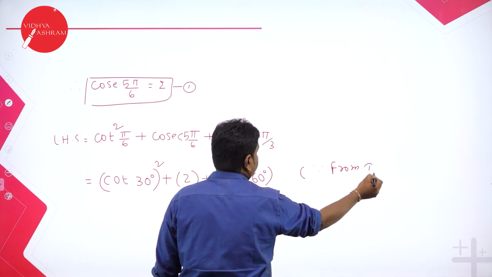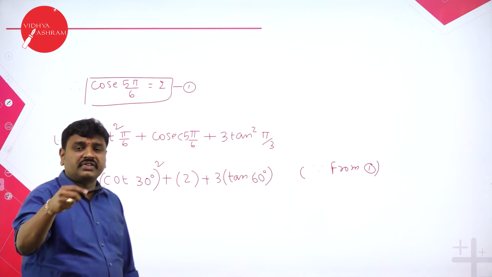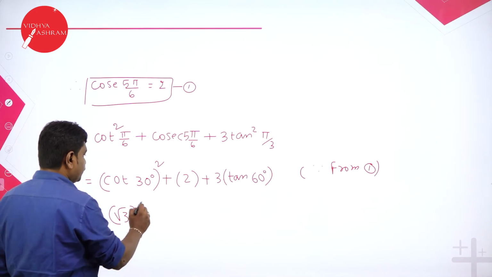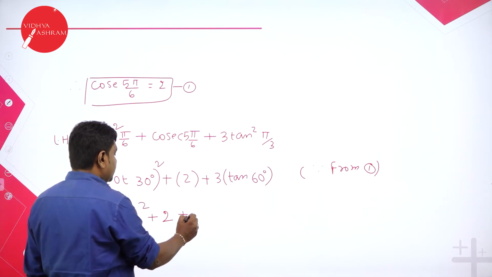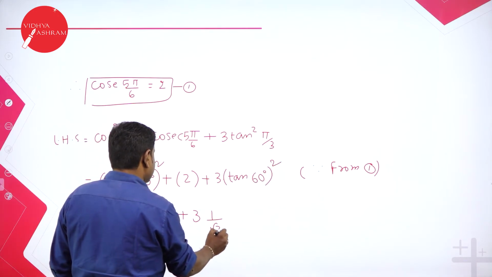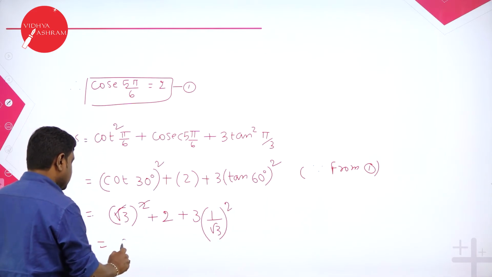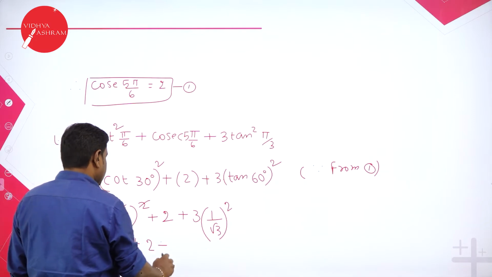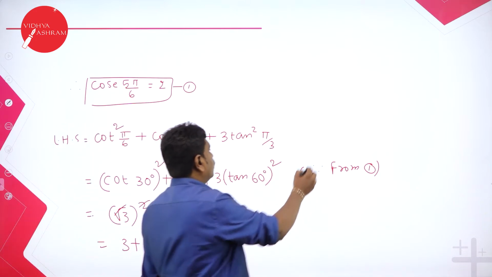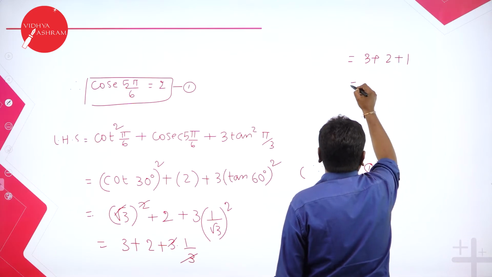Now simplify this. All of you know cot 30 is the reciprocal of tan 30. Tan 30 is 1 by root 3, so cot 30 is root 3. Root 3 the whole square, plus 2, plus 3 into tan 60 whole square, which is root 3 whole square. Root 3 whole square is 3, so that gives 3 plus 2 plus 3 into 1 square by 3, and the 3 cancels. You are left with 3 plus 2 plus 1. 3 plus 2 is 5, 5 plus 1 is 6.